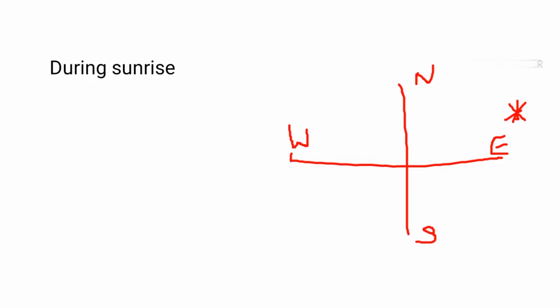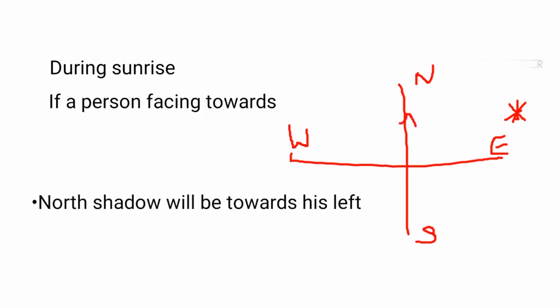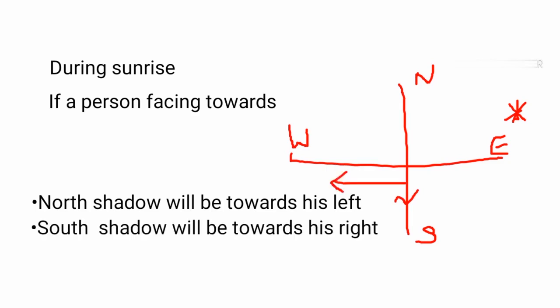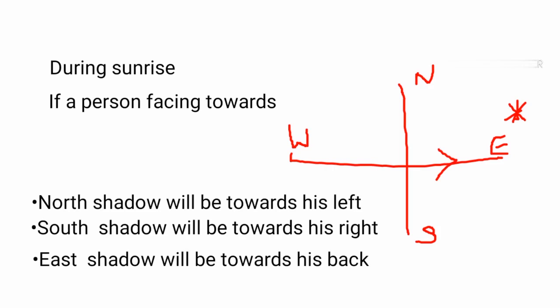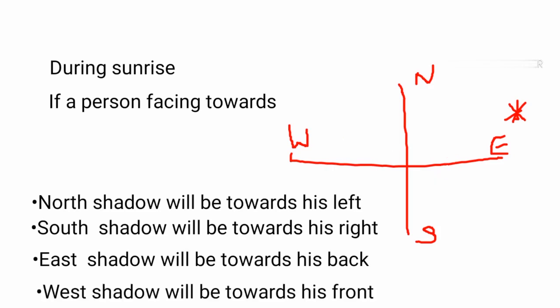Suppose if a person is facing north, his shadow will be formed towards the west, that is towards his left side. And if he is facing towards south, his shadow will be formed towards the west, that is towards the right side of him. If he is facing towards east or towards the sun, his shadow will be formed in the west, that is towards the back of him. And if he is facing towards west, his shadow will be formed in front of him. Hope this much is clear to everyone.